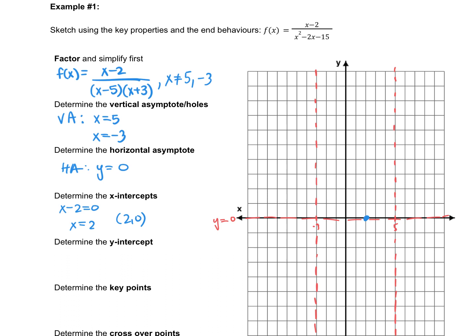For the y-intercept, we want to set x equal to 0. So we're just finding f(0). It's going to be (0 - 2) over (0 - 5)(0 + 3). You could also do this in your non-factored version. Negative 2 in the numerator, negative 15 in the denominator. So our y-intercept is 2 over 15. As a coordinate, here it is. And I'm just going to estimate that point. If I were to look at my calculator, 2 divided by 15 is 0.13 repeated. So I'm just going to estimate it roughly there.